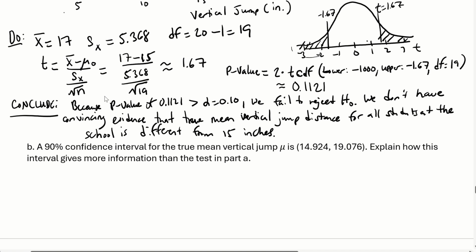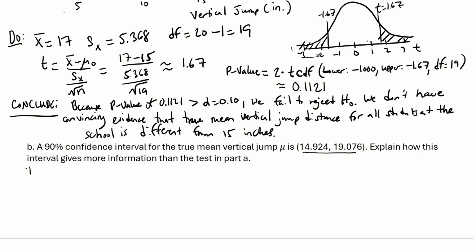All right, so let's look at the next part. A 90% confidence interval for the true mean vertical jump distance is 14.924 and 19.076. Explain how this interval gives more information than the test in part A. Well, you get the limits, right? So we know the limits of the data, and any value of mu between these two values is considered plausible based on the sample.